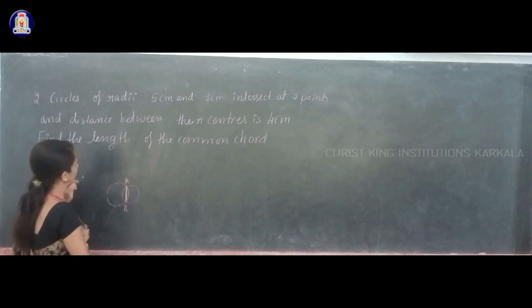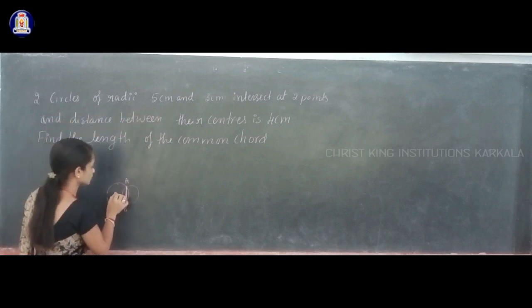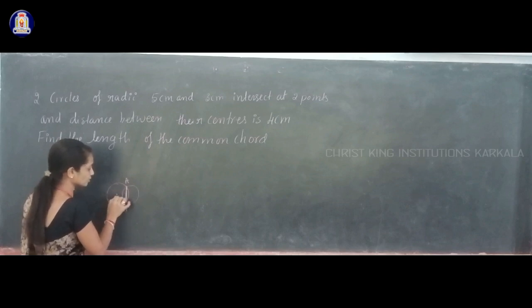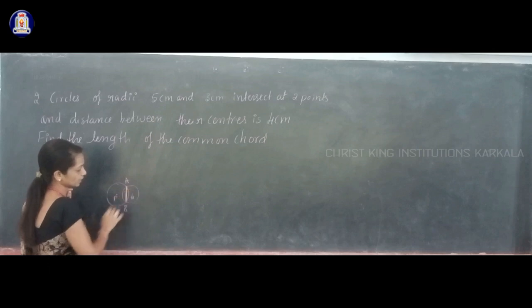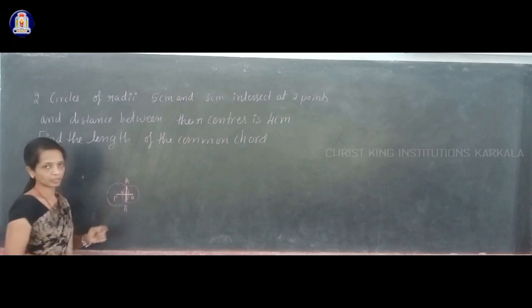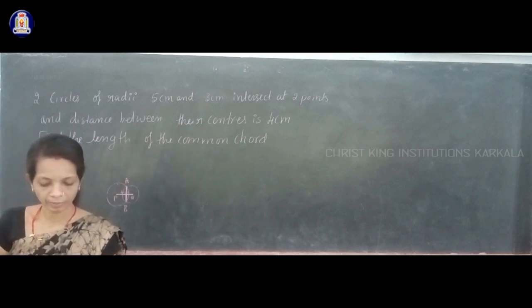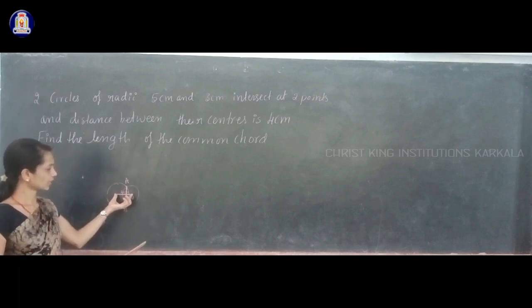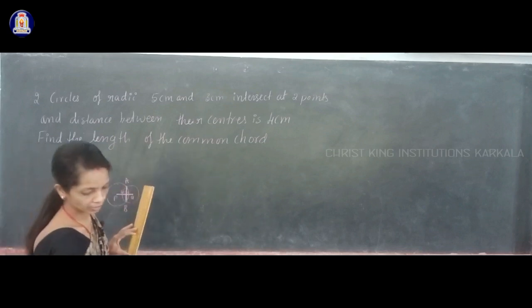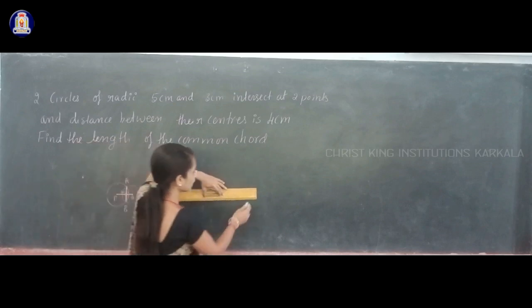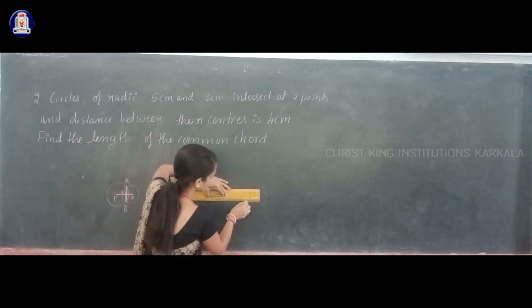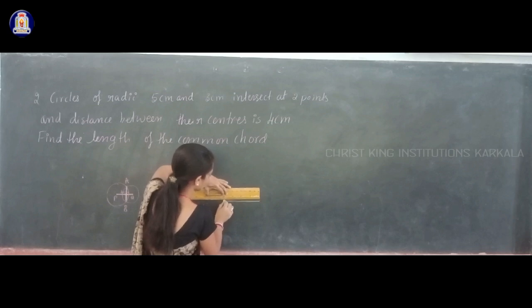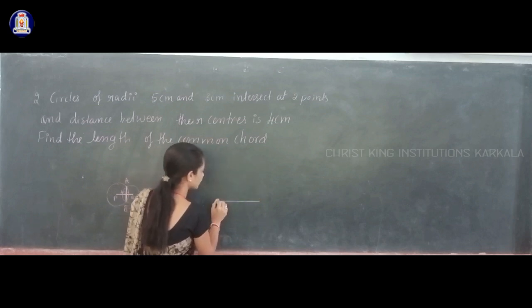So for that, what you are given is the distance between their centers. Suppose the center of this circle is P and the center of this circle is Q. Then the distance between their centers is how much? 4 centimeter is given to you. So if you keep this rough figure in your mind, then it is easy to construct. Now we start with this line, the distance between their centers, that is 4 centimeter. So first you have to draw one line of length 4 centimeter. 1, 2, 3, 4. Okay, a 4 centimeter line.